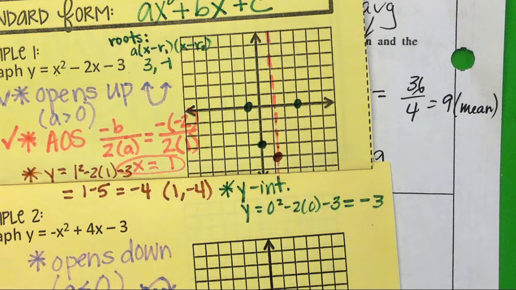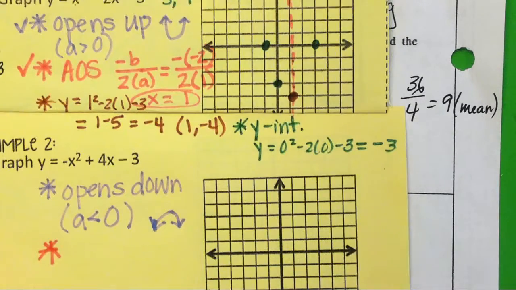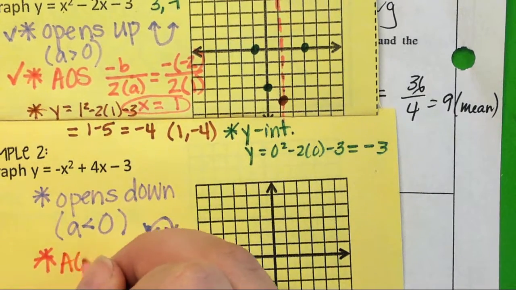And I lied. I'm going to help you do the next one too. I'm nice today. Sometimes. John David already helped us figure out it opens down. Can you tell me the axis of symmetry?